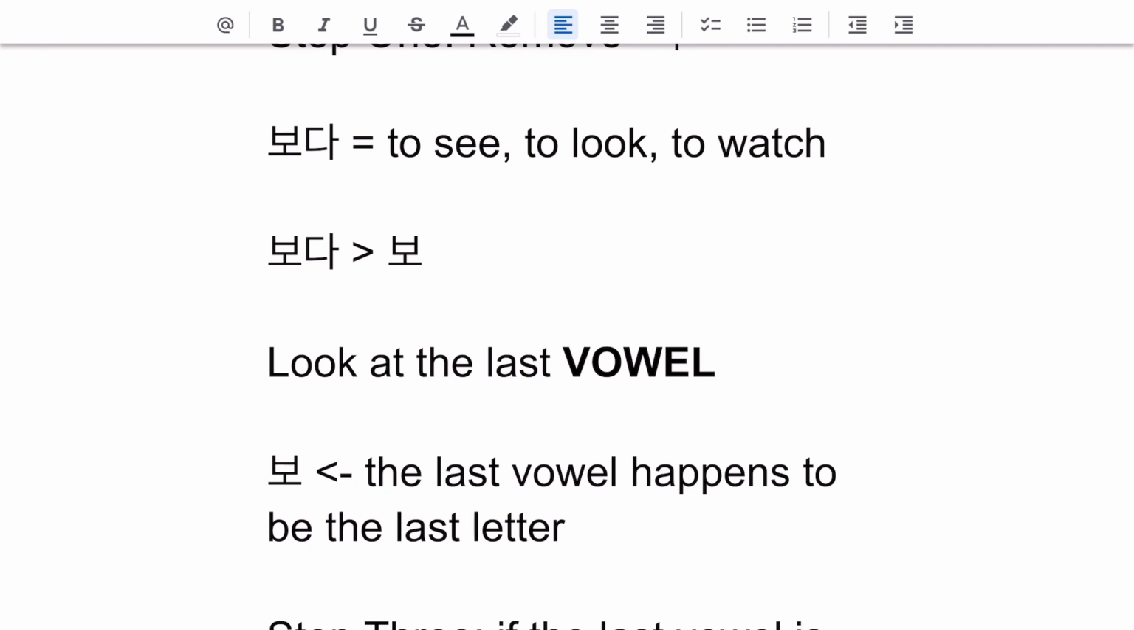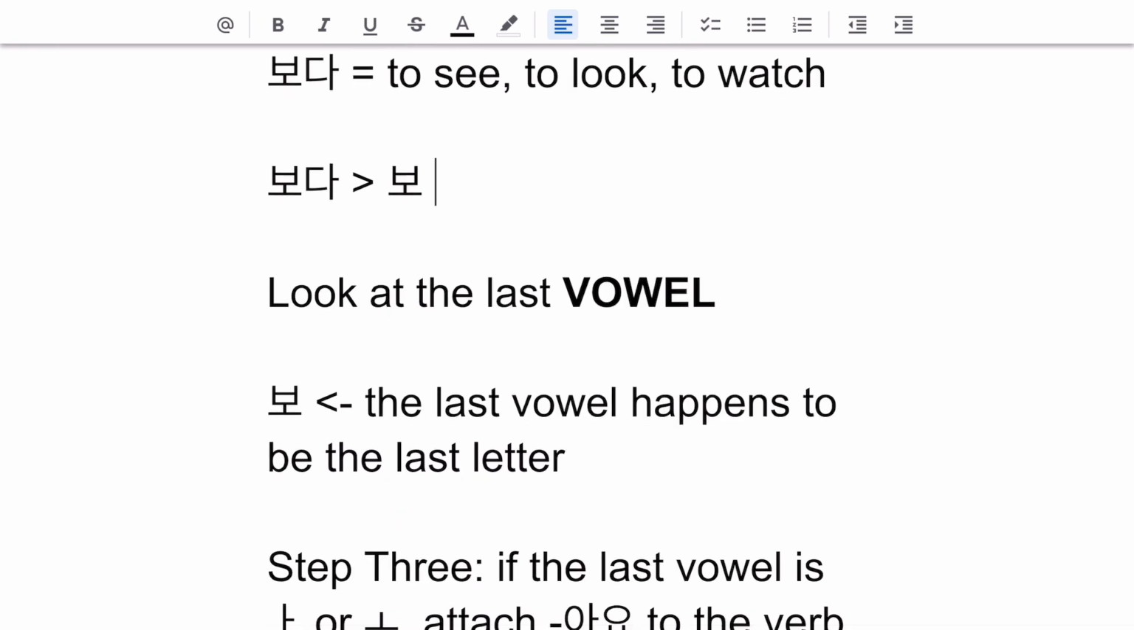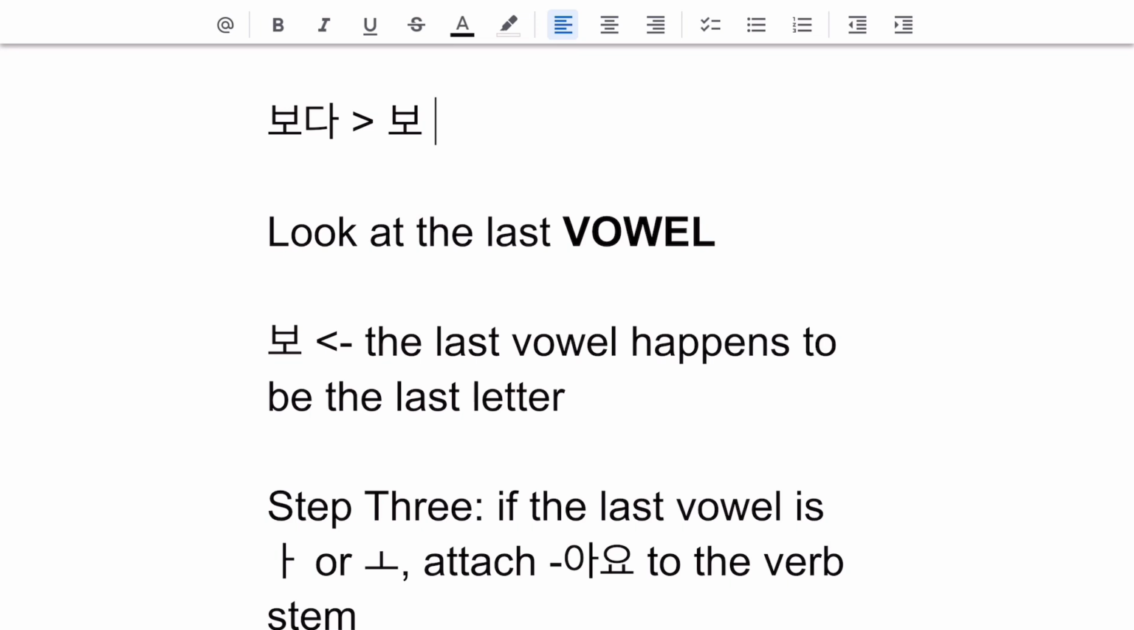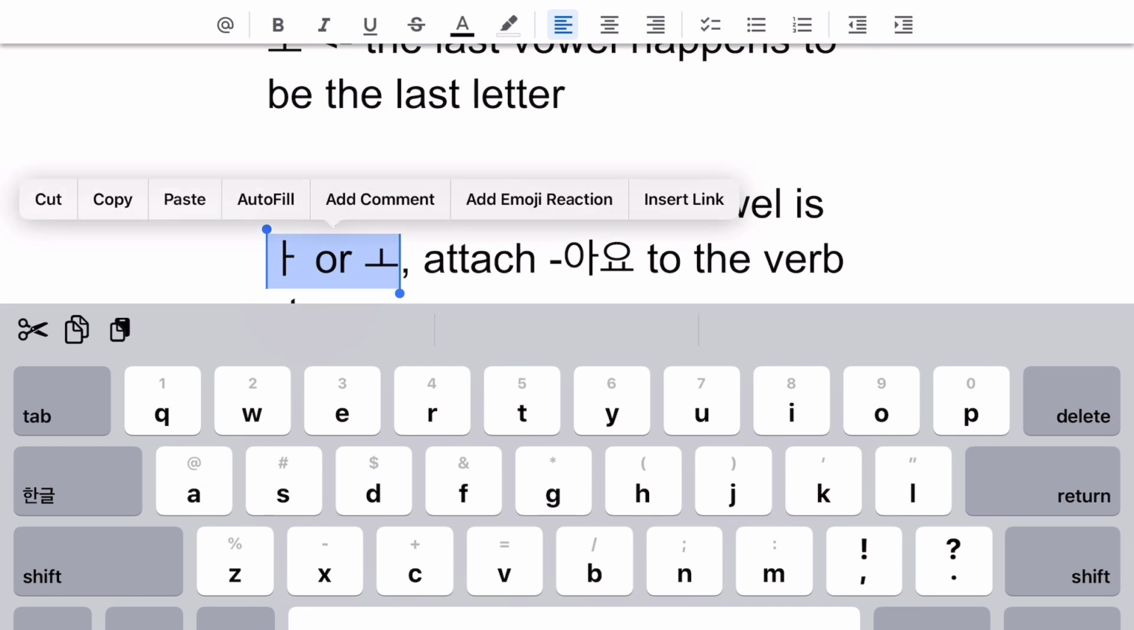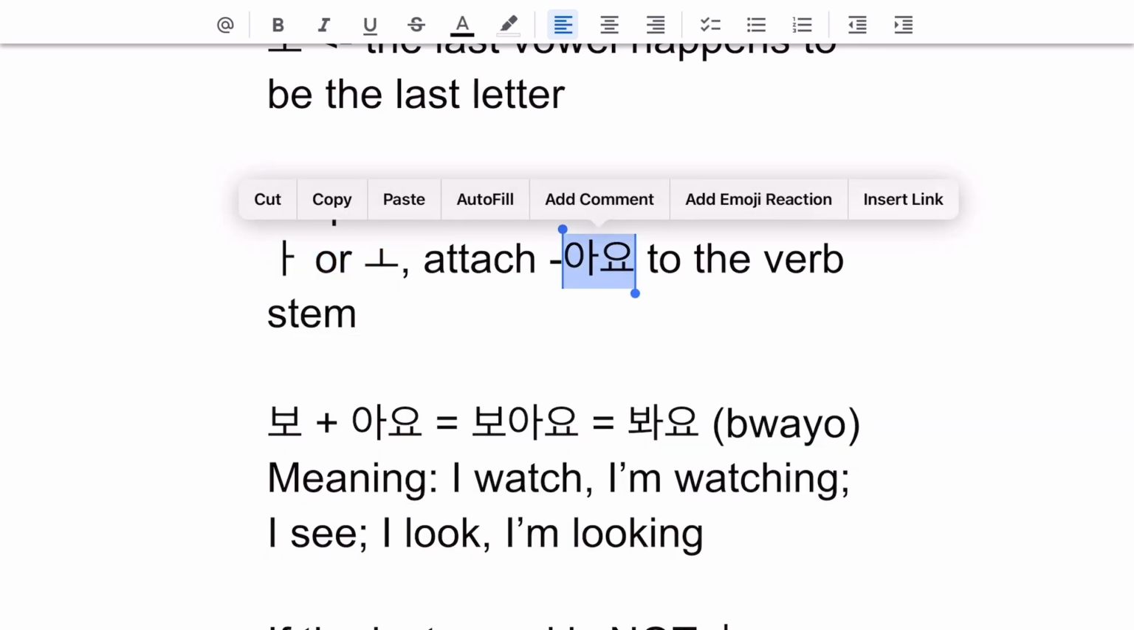So this one, we look at the last vowel. The last vowel here happens to be the last letter, so that's good for us. The last vowel is o. So then we need to know this rule. If the last vowel is a or o, we have to attach ayo to the verb stem.